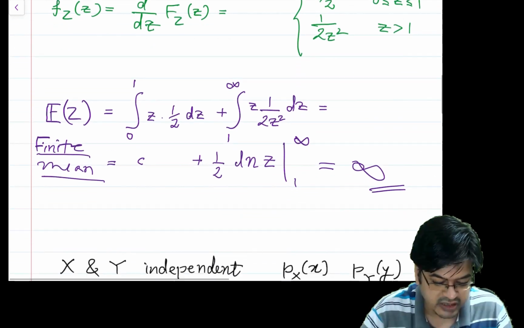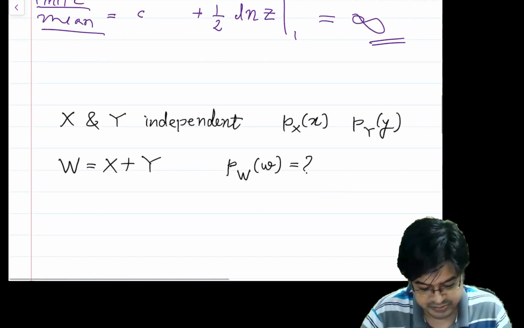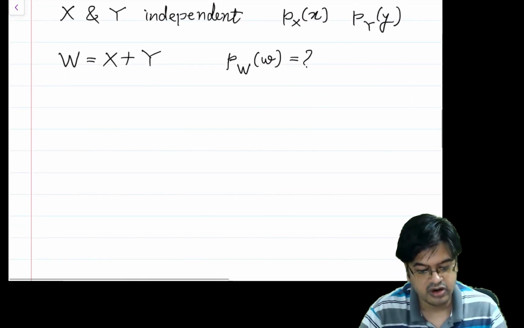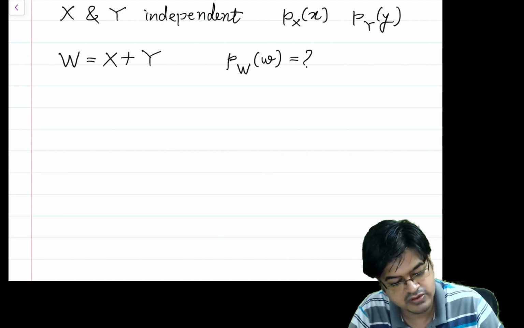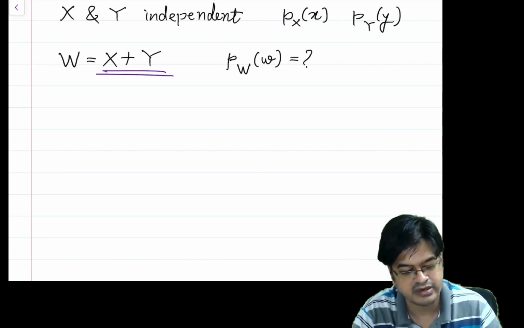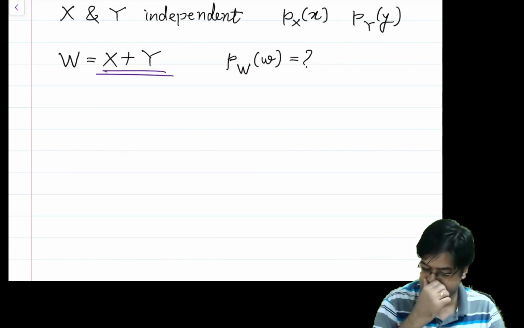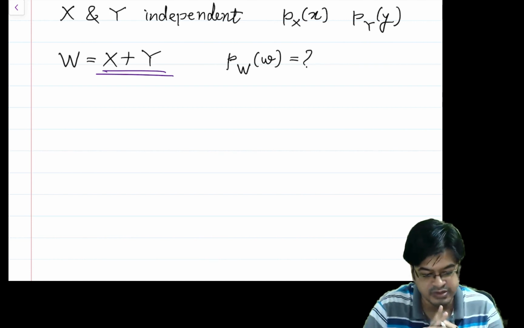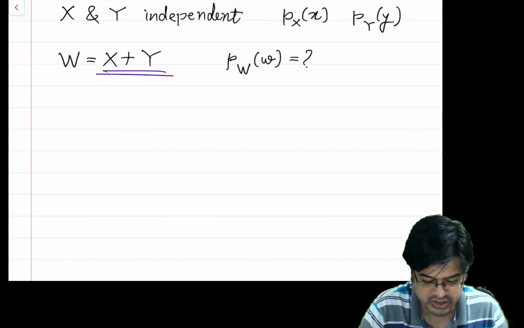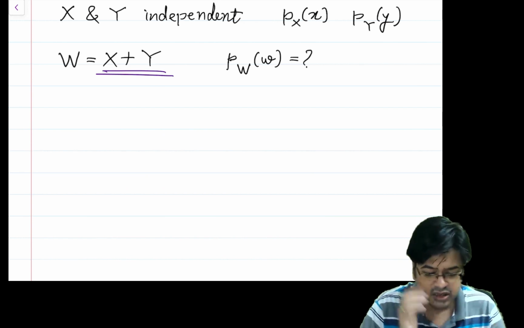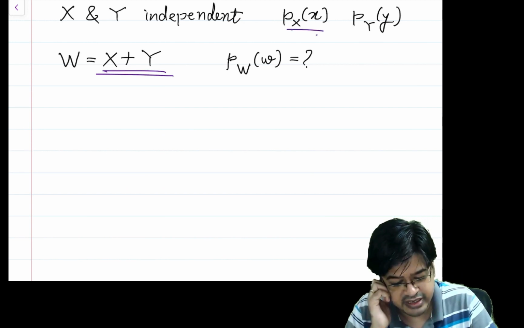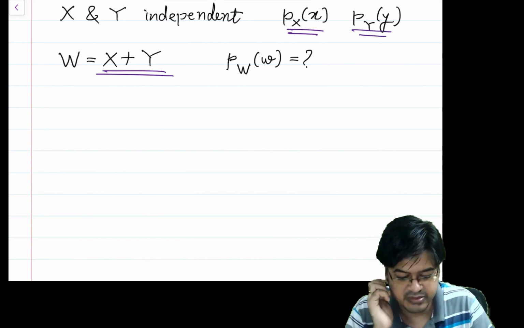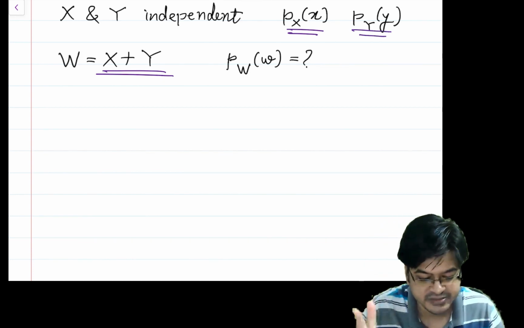Okay, let us go further and let us try to explore an interesting concept of convolution. This is called convolution. When I take the sum of two random variables which are independent, then the distribution of the sum is called convolution. And let us understand why it is called convolution. For simplicity, we have taken the random variables that are independent and discrete.